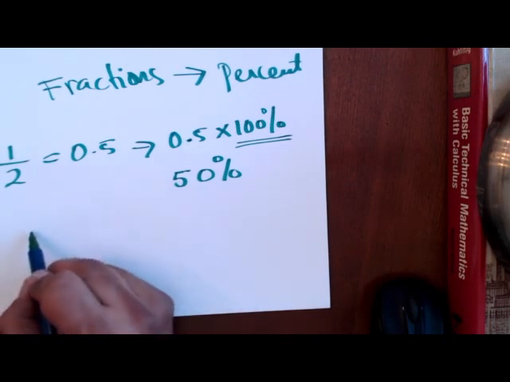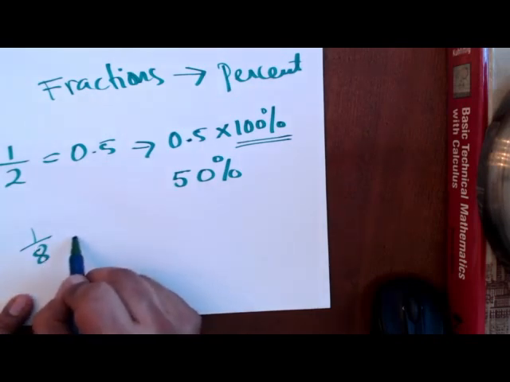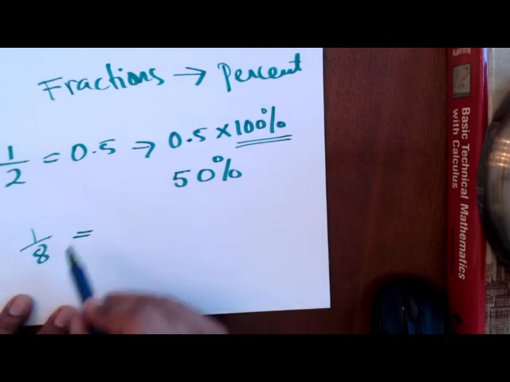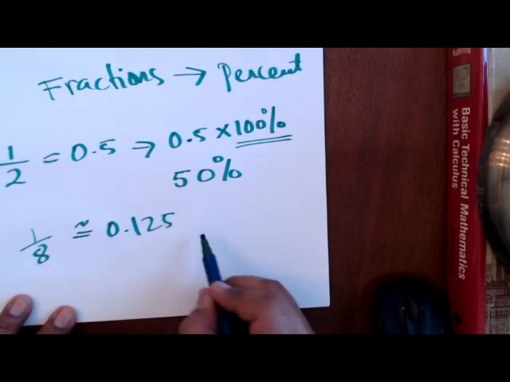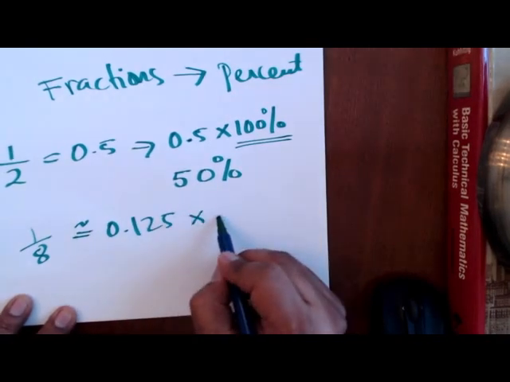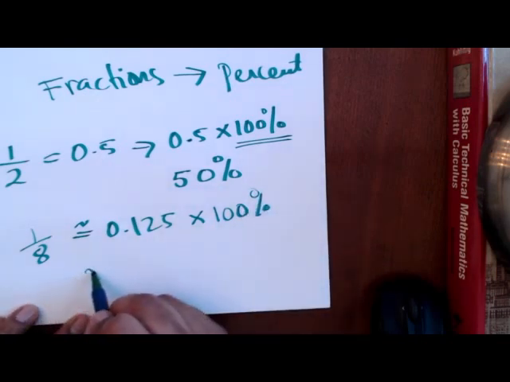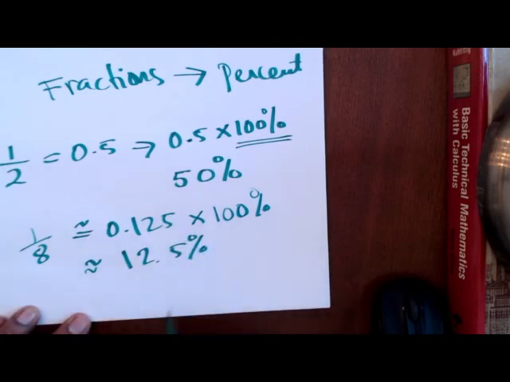we have 1/8, which is equal to, we can use the calculator to find this one here. So this is about 0.125 times 100%. And this is about 12.5%. We move the decimal point 2 spaces there, so it will be 12.5.